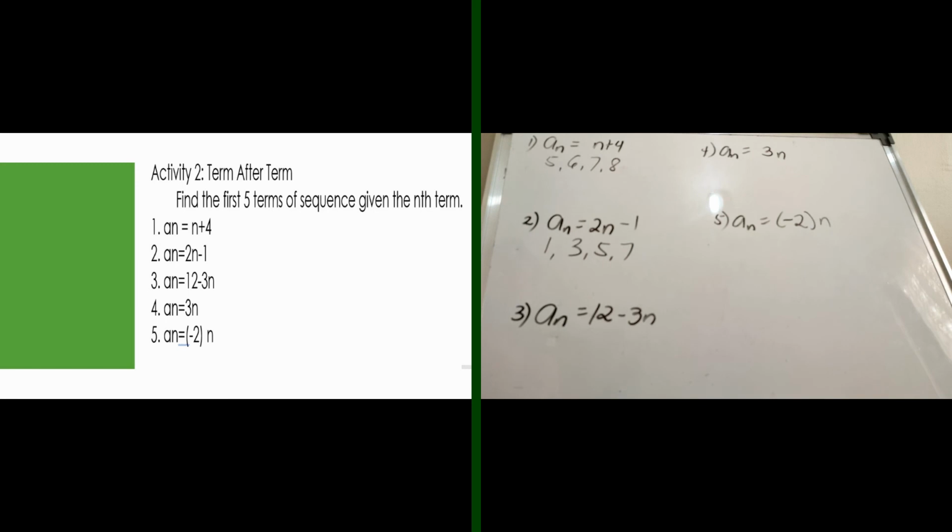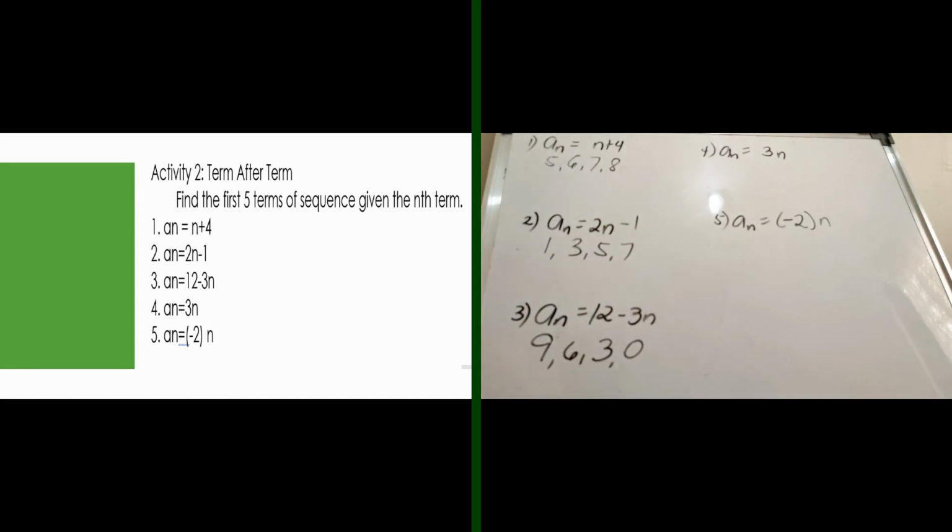And then, let's have number 3. 12 minus 3 times 1. Since our first term is 1, the value of n, that will give you 9. 12 minus 3 times 2, which is 6. 12 minus 6 is 6. 3 is the value of n. So 3 times 3 is 9. So 12 minus 9 will be 3. Then 4 is for the fourth position or the fourth term. So that will be 3 times 4 is 12. So 12 minus 12 is 0.